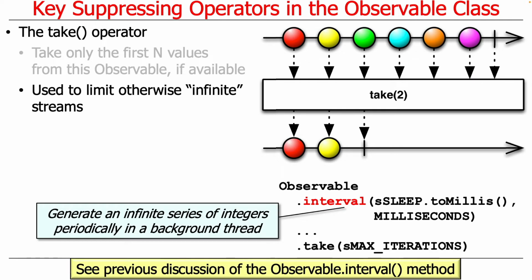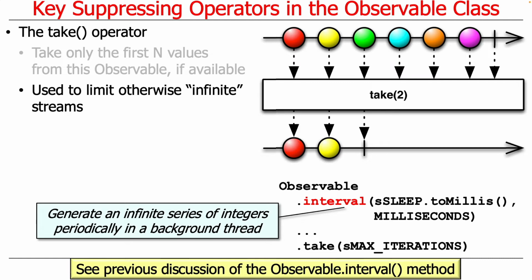How would you typically use this? We typically use this to limit what would otherwise be infinite streams. So take a look here. This is the example we'd seen a little bit ago. We talked about the interval factory method for observable. And that method was going to generate an infinite series of integers starting at 0 in a background thread every 2 millisecond time period, let's say every half second or every 10 seconds or whatever we want to make that.